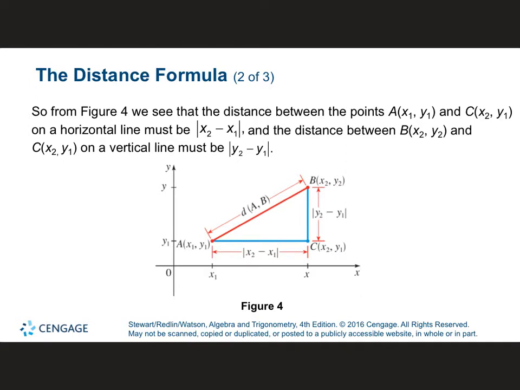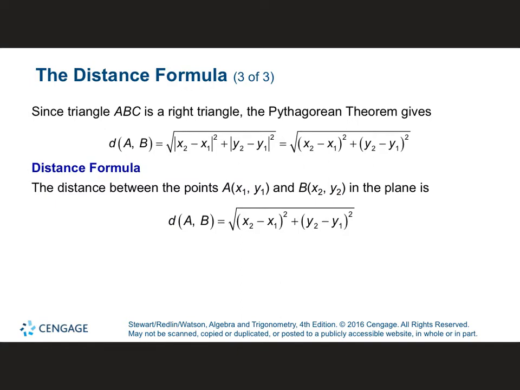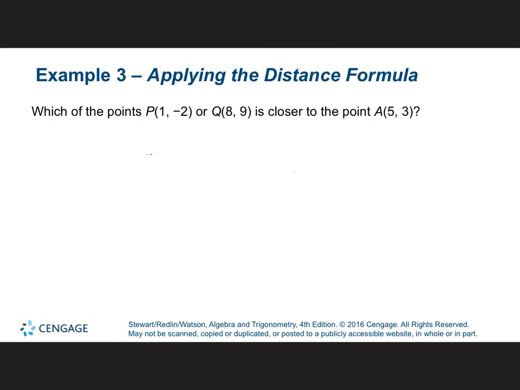With this section, we are going to be going over the distance formula, which is just the square root of x2 minus x1 squared plus y2 minus y1 squared. So we're going to be getting 2 points, and we're going to be finding the distance between those 2 points. If we look at the first example that we have here, we have the ordered pairs 1, -2, and 8, 9 that we are comparing to the point 5, 3. So we are finding which one is closer to point A.